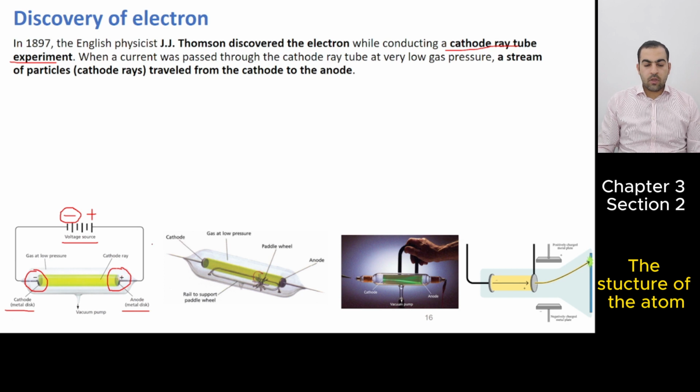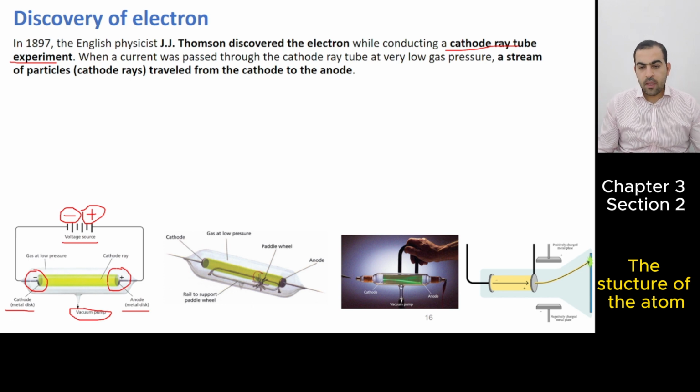And the one that's connected to the positive end of the battery, we call what? The anode. Anode is positive. Okay, so then he brought a vacuum pump to take out all the gases inside the tube. So this decreases the gases inside the tube. So there's nothing in the tube. Then the tube contains two metals connected to a battery.